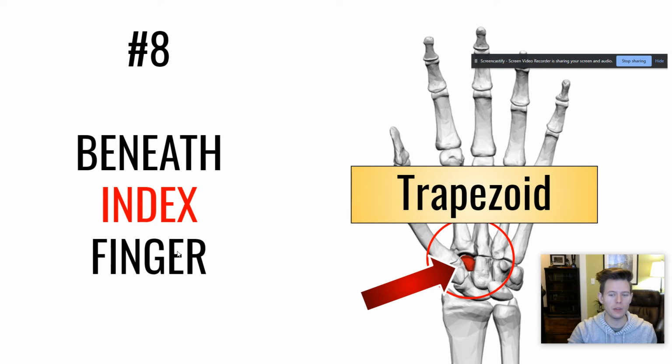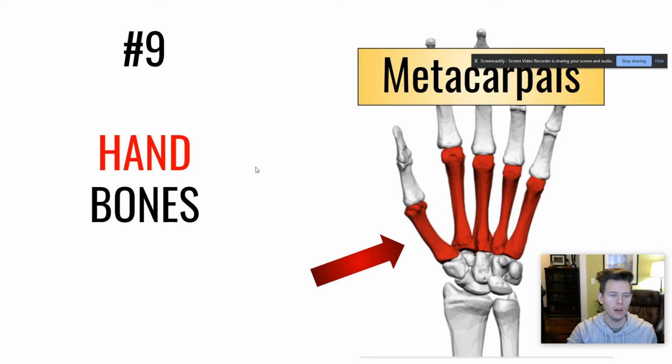Number 8, beneath the index finger is the trapezoid. So trapezoid. I always think it's like my fingers, my index finger would be the easiest for me to draw a trapezoid. Makes sense? All right, next one.